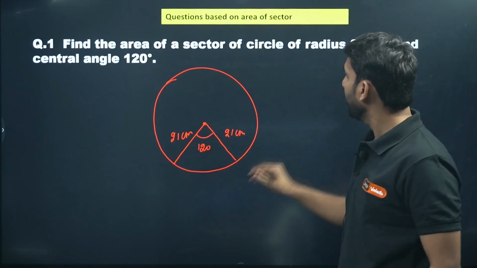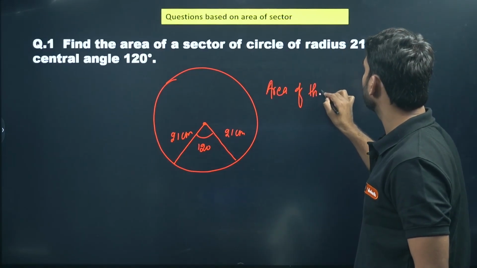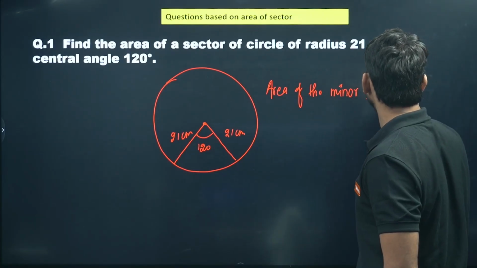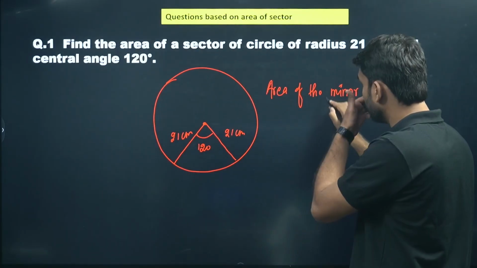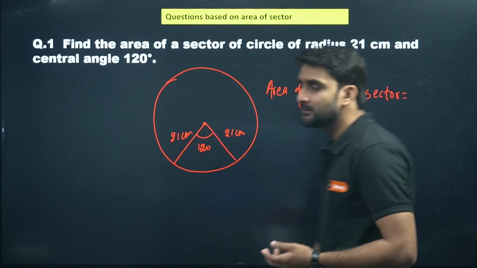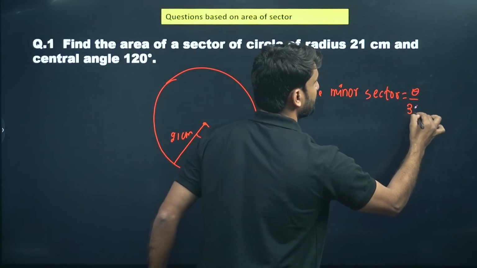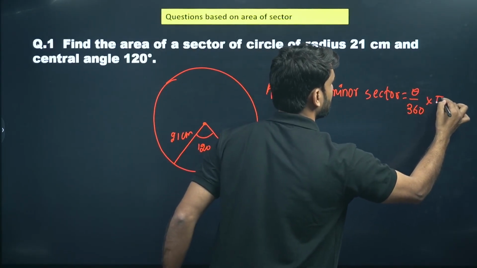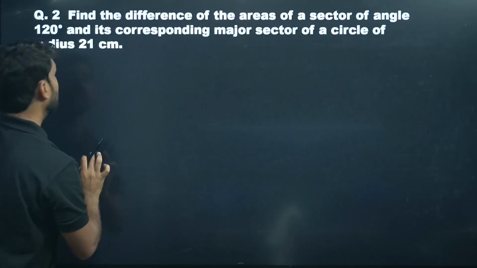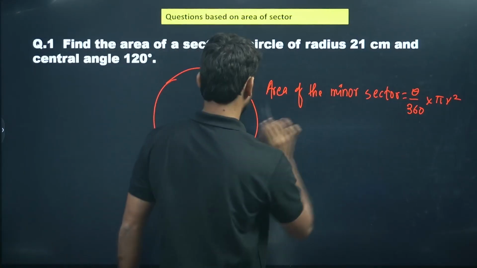Okay, so area of the minor sector. Which formula will be used? You have the formula. Yes, you have the formula. The formula will be theta by 360 into pi r square to calculate the area of this portion.